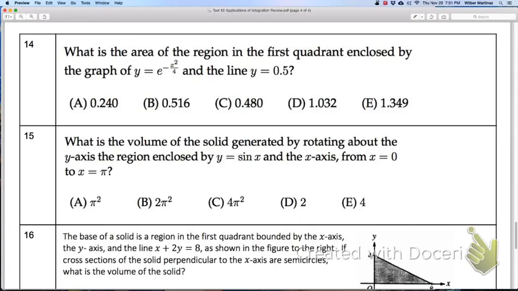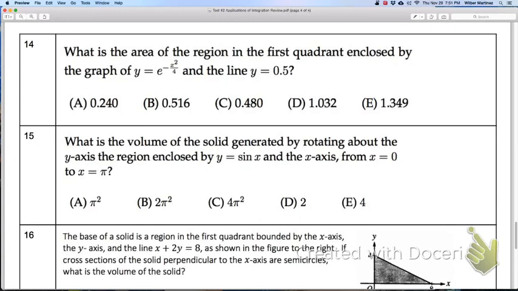All right, number 14 says, what is the area of the region in the first quadrant enclosed by the graph of y equals e to the power of negative x squared over 4 and the line y equals 0.5? So I'm going to go ahead and put this in my calculator now, as I suggest you do as well. My y1 is going to be e to the power of negative x squared divided by 4. And my second function is going to be y equals 0.5.